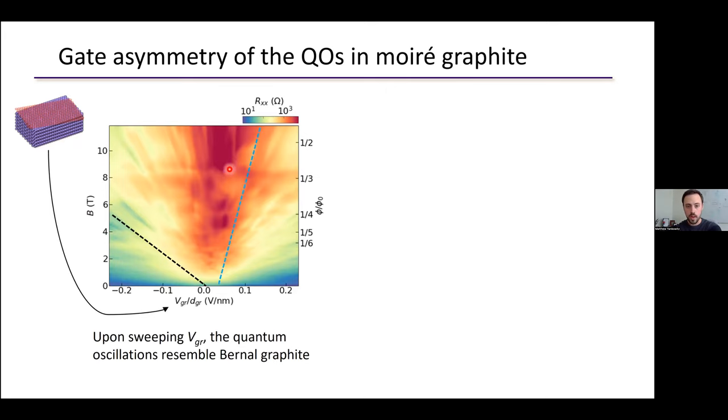So what we see is basically, this is some non-zero Moire gate. I didn't denote it. But what we see is something similar to what happens in Bernal graphite. When we sweep the gate below the Bernal graphite phase, we see these two sets of quantum oscillations, one projecting to zero, one projecting to some value that's not zero. So these are surface localized states, these are bulk states.